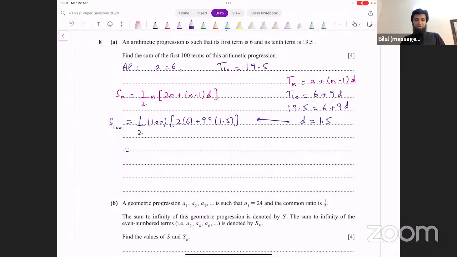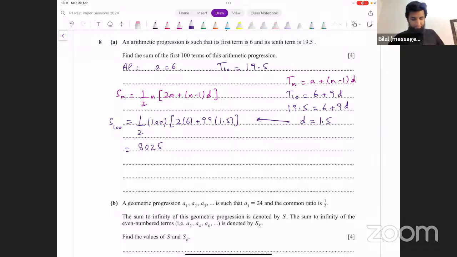8025. Okay, so can somebody else confirm this as well? So we have multiple results to verify. 8025, 8025. Okay, so I'll just trust that. I'll say this is 8025. Sum of the first 100 terms, that's 8,025. Okay, good. Thank you. So that's the first part.